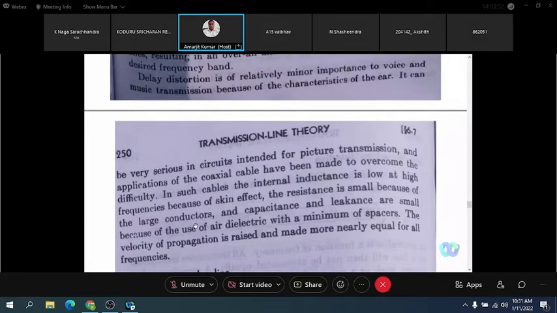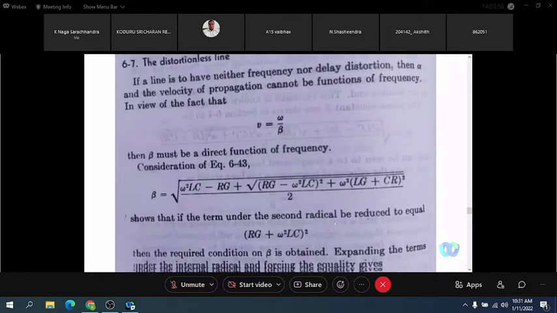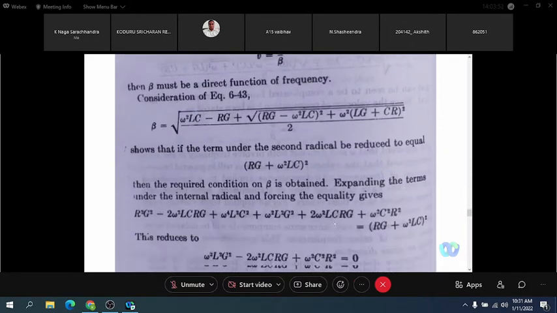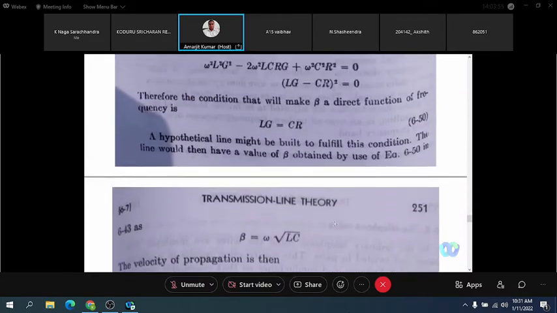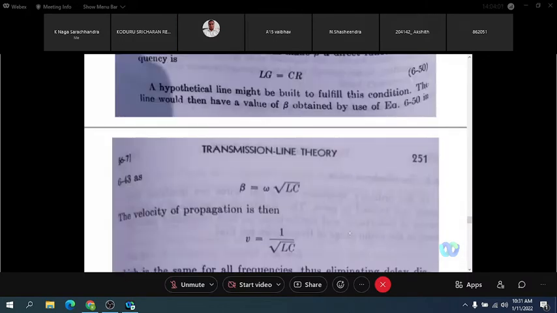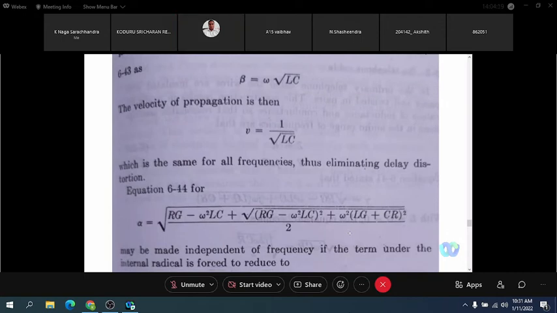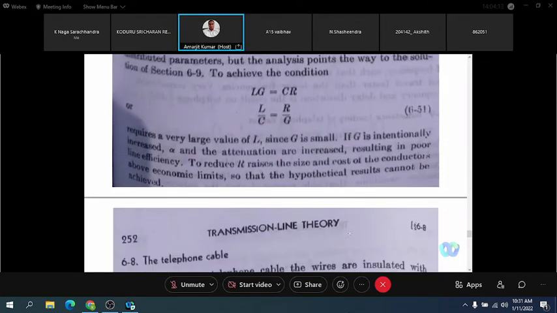Because of the large conductor in the coaxial cable, resistance will be small. Capacitance and leakage are also small because of the air dielectric spacer. This thing we have done already, the condition for a distortionless line. After equating this, you got LG is equal to CR, this condition. So alpha is equal to root RG, V is equal to 1 upon root LC.